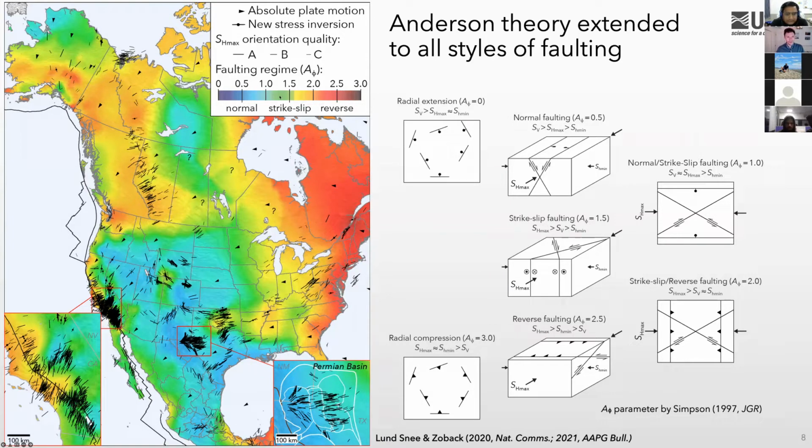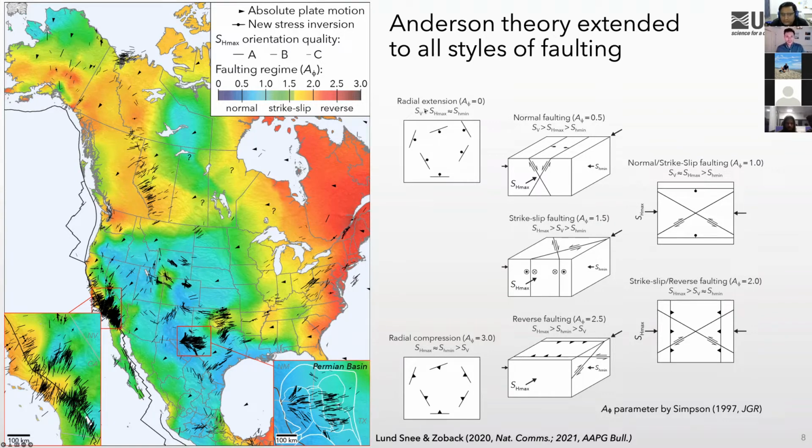So this number varies smoothly between those values. And so normal faulting, for example, pure normal faulting would be an Aphe of 0.5. Strike slip faulting is more compressive, so that's an Aphe of 1.5, and reverse faulting is 2.5. But there are additional states of stress that are possible as well if we go beyond the sort of Andersonian style that we're used to seeing.